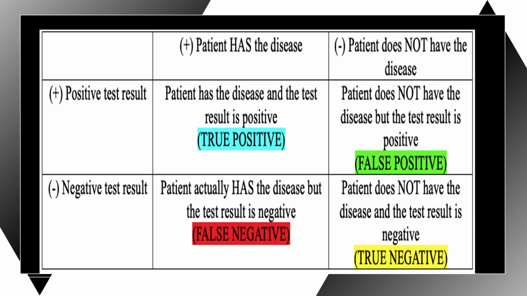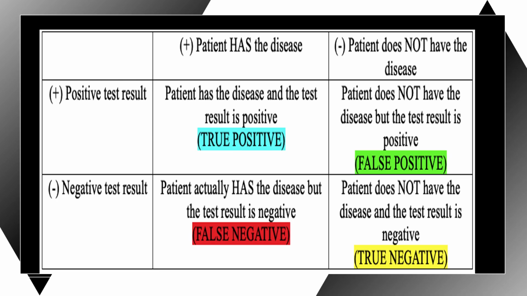Screening test is positive and the patient is having disease. So this is true positive. And the second one is false positive. False positive means the patient is not having disease but the screening test is telling that he is having disease. So that is false positive. So this test is telling falsely that the person is having disease.